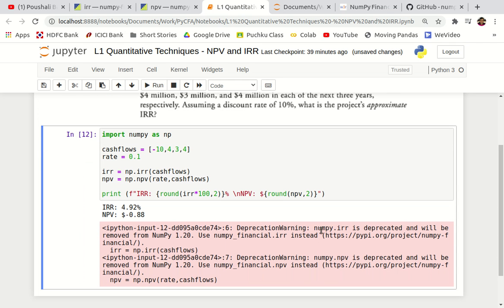And these IRR and NPV functions in numpy are going to get deprecated, and instead we'll have to use numpy_financial. Cool, we'll do that next time round. Thank you guys.